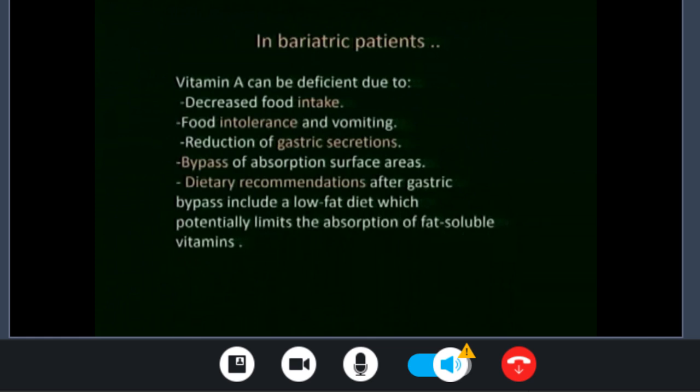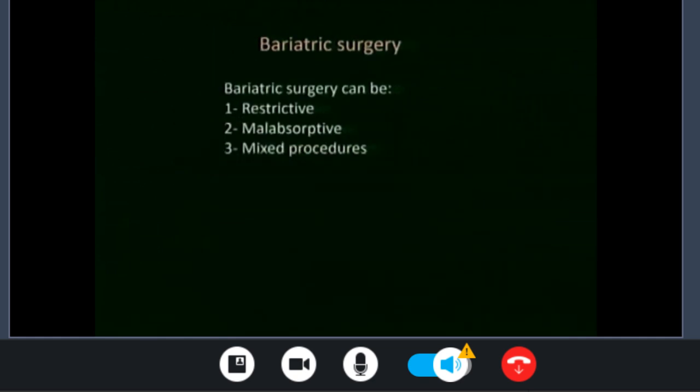The most common cause of vitamin A deficiency is malnutrition, more prevalent in developing countries. But in bariatric patients, vitamin A deficiency is due to multiple factors, including decreased food intake, food intolerance, decreased gastric secretion, and bypass of absorption surface area, plus dietary recommendations after gastric bypass, including a low-fat diet, which potentially limits the absorption of fat-soluble vitamins. Does it mean that every bariatric patient has vitamin A deficiency? The answer is no. It depends on the bariatric surgery.